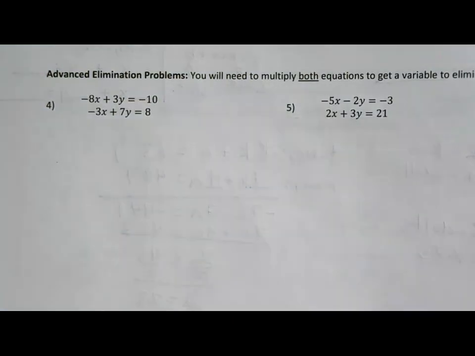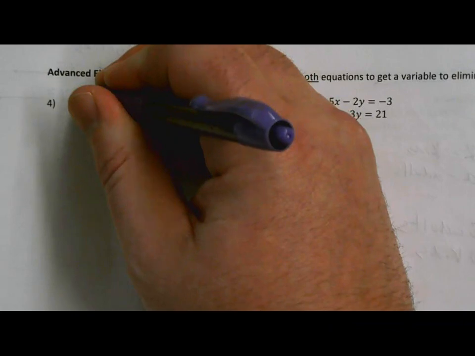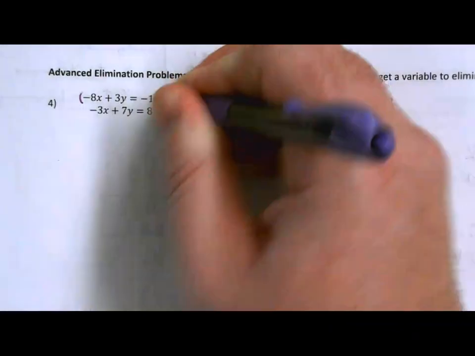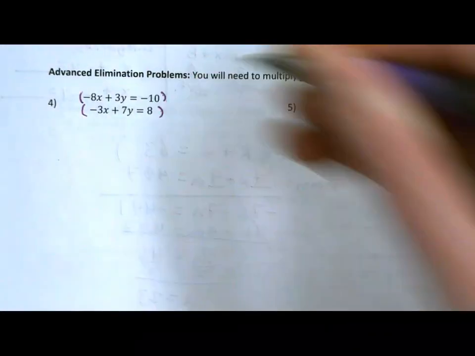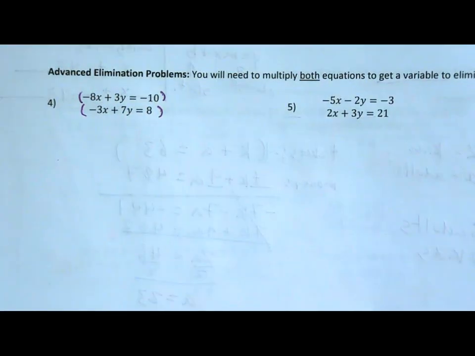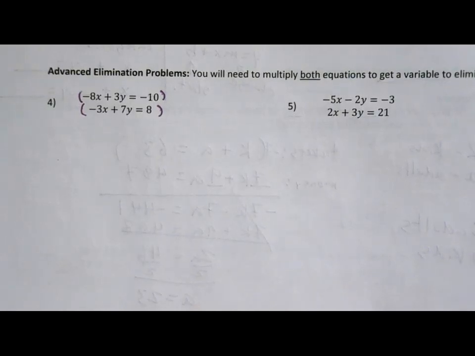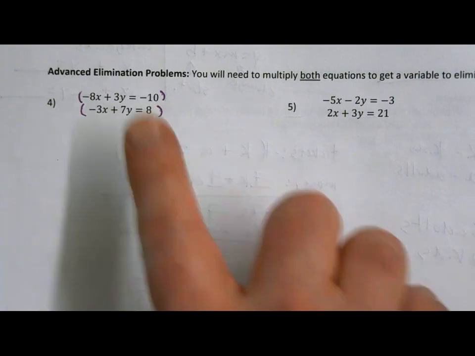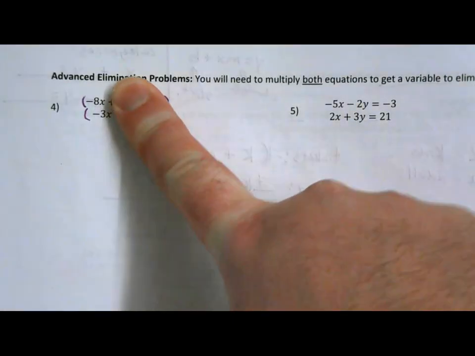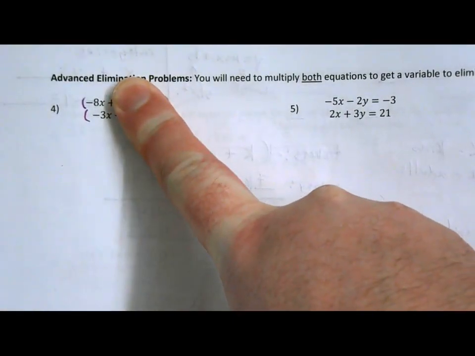The answer is no. What we're going to do in this case is we're going to actually multiply both equations by something, but we're going to multiply them by 2 different numbers. It turns out you can eliminate x or y anytime. It's just you might have to multiply both equations. So I want you guys just focusing on the x's for me right now. I got a -8x and a -3x.